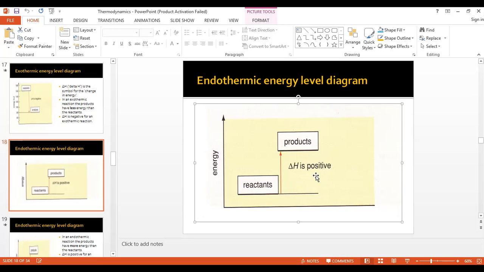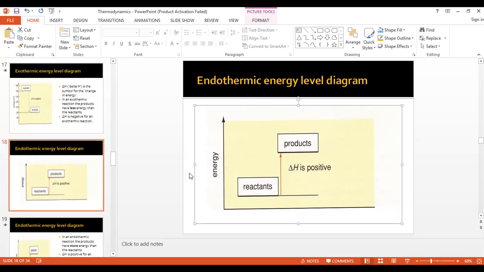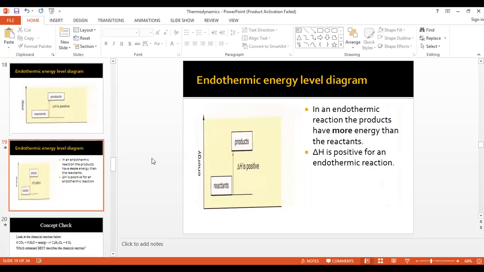Clear now? What is the difference between exo and endothermic reactions? In the case of endothermic, the reactant is down and the product on the top, and the arrow is from down to up. In the case of exothermic, from up to down. This is the difference between both diagrams. So how to identify whether it is exothermic or endothermic? You will check this arrow first. Second, you will check the delta H, whether it is positive or negative.